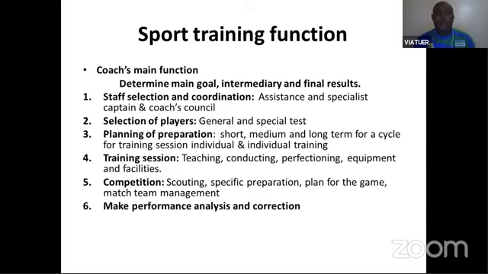He is responsible for preparing and planning the trainings for short, medium, and long term, with cycles of training sessions for individual and group training. He is responsible for training sessions: teaching, conducting, perfecting, and managing equipment and facilities. For competition, he is responsible for scouting, specific preparation, planning for the game, and management of the matches. He also makes performance analysis and corrections after competition and training.